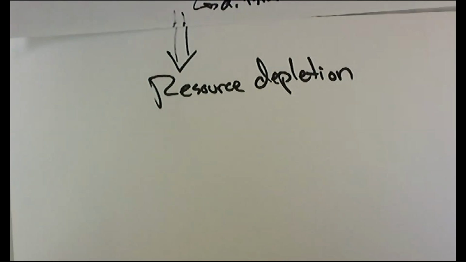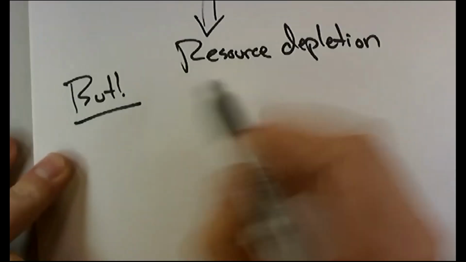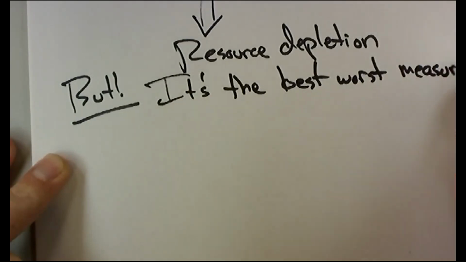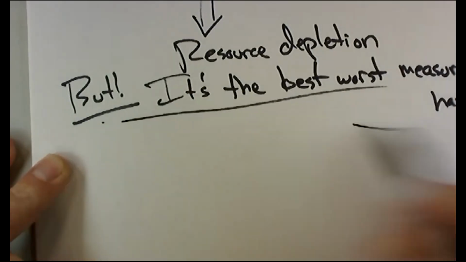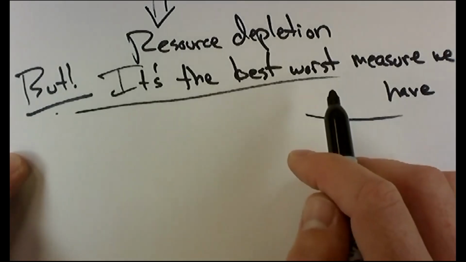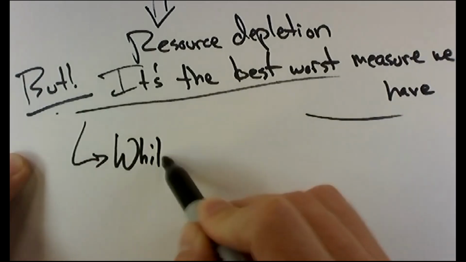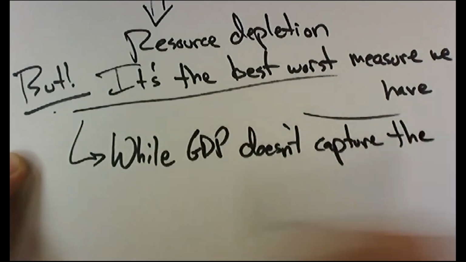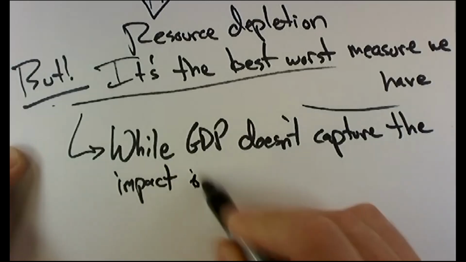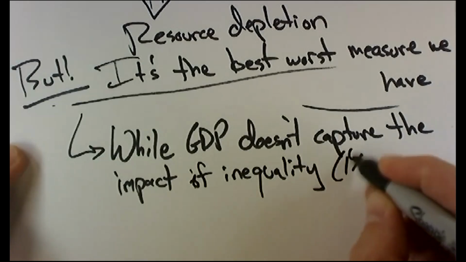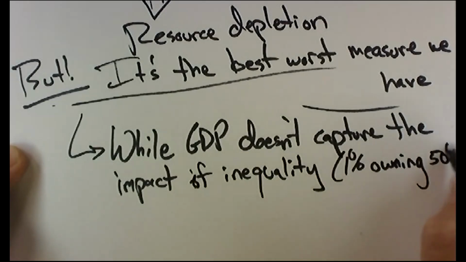So what about, does it actually capture? We know that it doesn't capture everything good, right? But it's the best, worst thing we got. It's the best, worst measure we have. So we know that it's bad, but all the rest of them are even worse. And while it doesn't capture the impact of inequality, which we'll talk about at a later date, this is essentially the top 1% of households owning something like 50% of the US wealth.